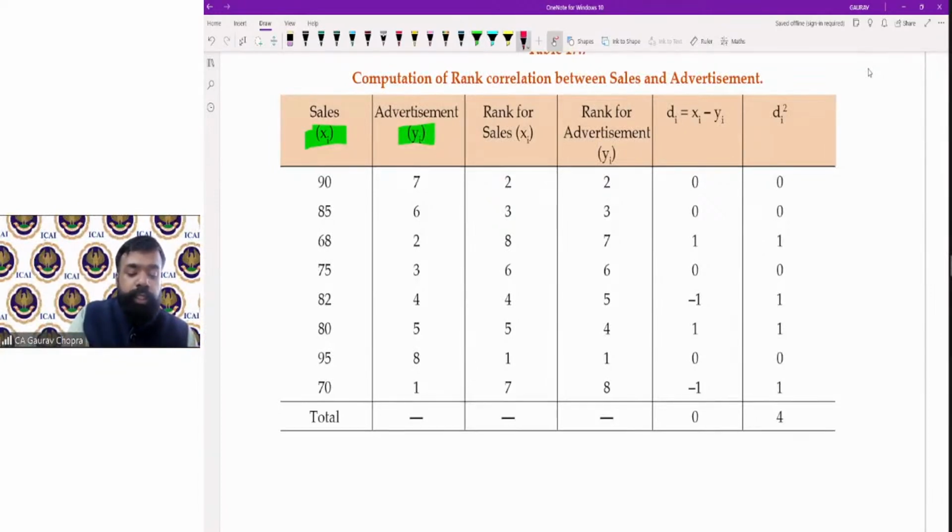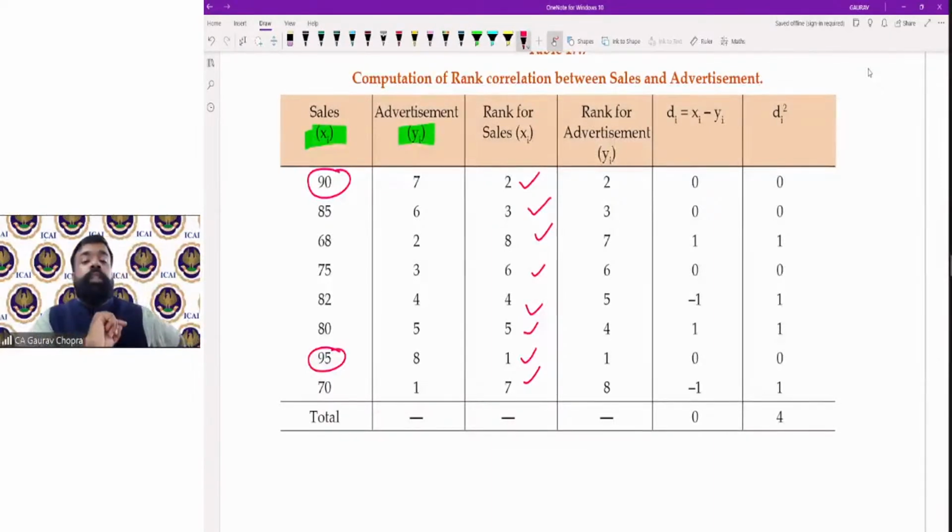So in this you can check 95 is highest. So 95 is having first rank. 90 is second highest, second rank. Then 85 is on third position. 82 is on fourth position. Then 5, 6, 7, 8. So first step is to give the ranks. First you have to give the rank. Who gets the first rank? The one whose value is the largest. The greater the value, the better the rank.